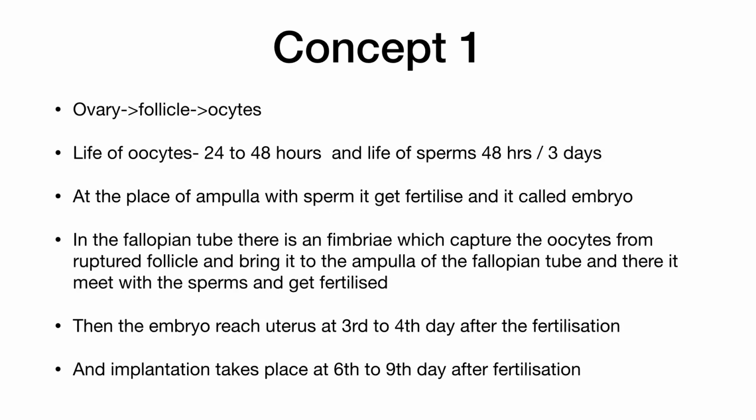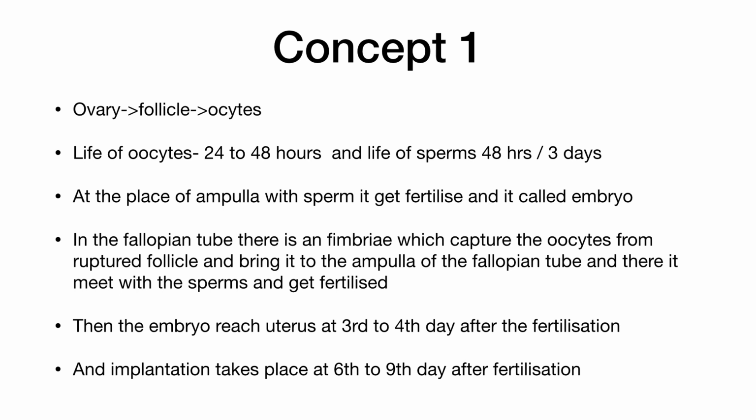Gynaecology basic concept 1. Ovary, follicle, oocytes. The life of oocytes is 24 to 48 hours and the life of sperms is 48 hours to 3 days. At the ampulla, the oocyte meets the sperm and gets fertilized, and it is called an embryo. In the fallopian tube, the fimbriae capture the oocyte from the ruptured follicle and bring it to the ampulla, where it meets the sperms and gets fertilized. Then the embryo reaches the uterus at the 3rd to 4th day after fertilization, and implantation takes place at the 6th to 9th day after fertilization.